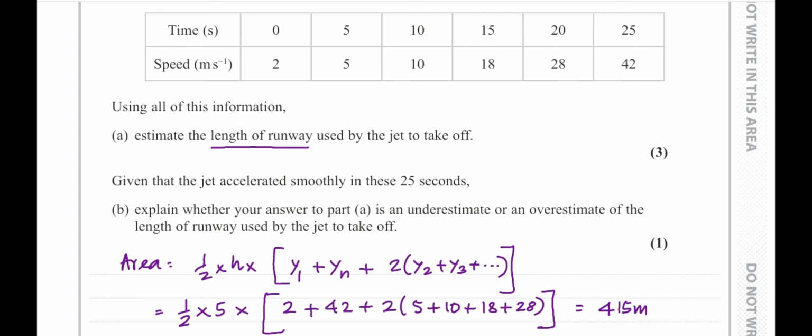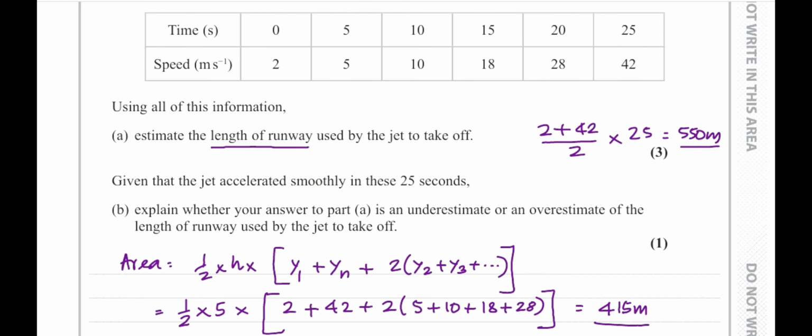Another method of approximation of the distance could be by adding this u, which is 2, and the final velocity 42, divided by 2, multiplied by the time taken 25, and that will give you 550 meters. But that's also allowed because it's only an estimation here.